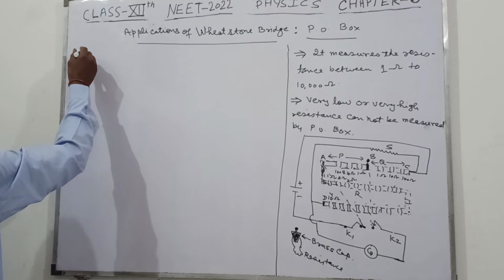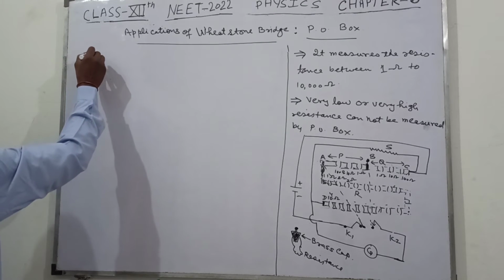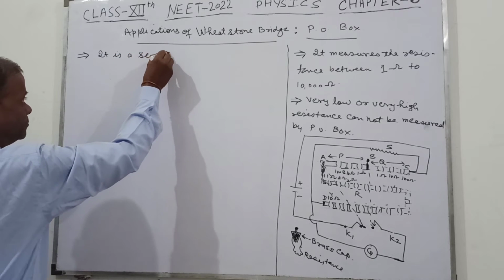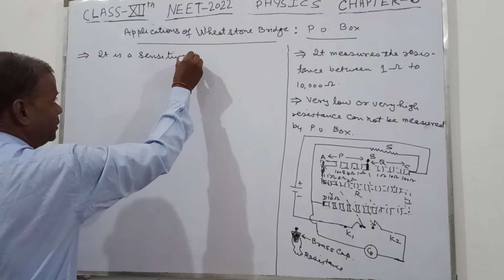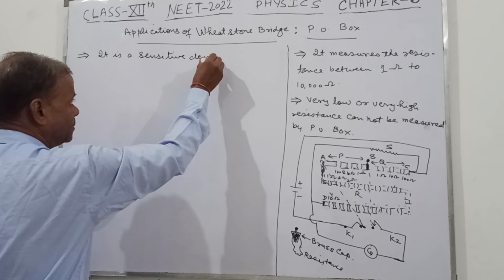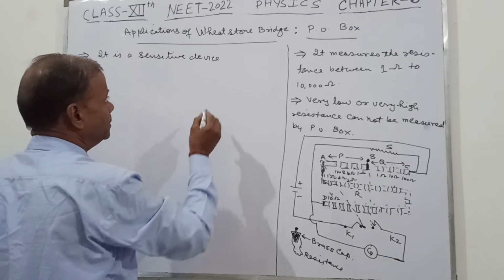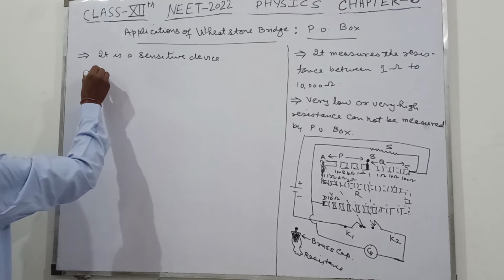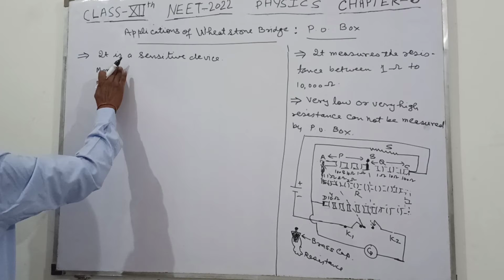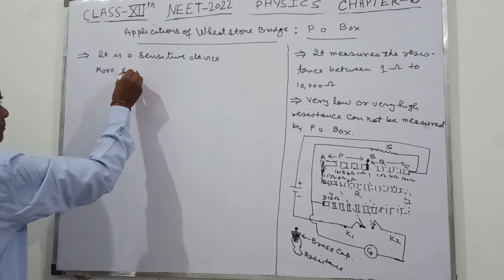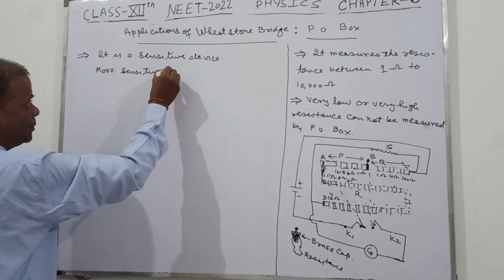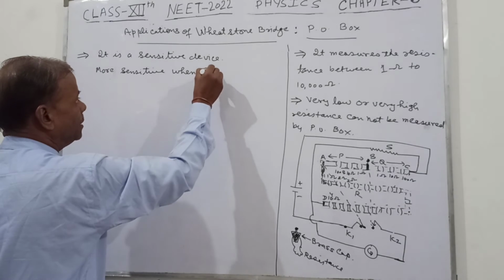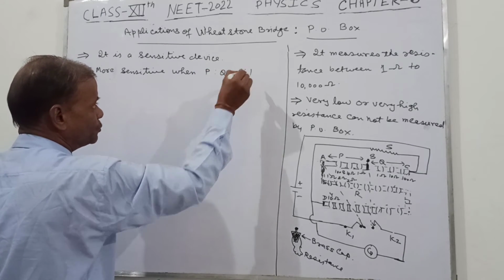Post office box. It is a sensitive device, more sensitive when P ratio Q is equal to 1 ratio 1.